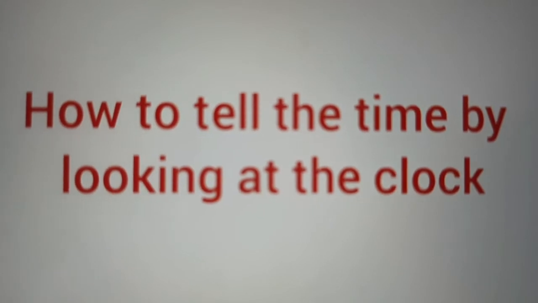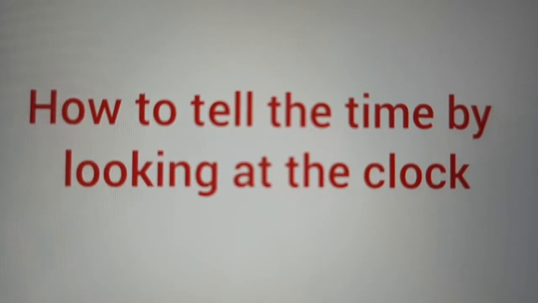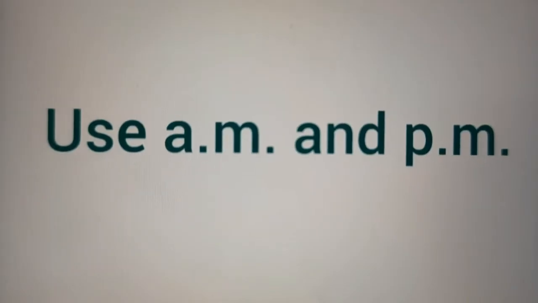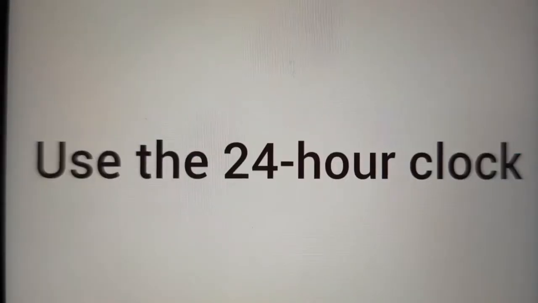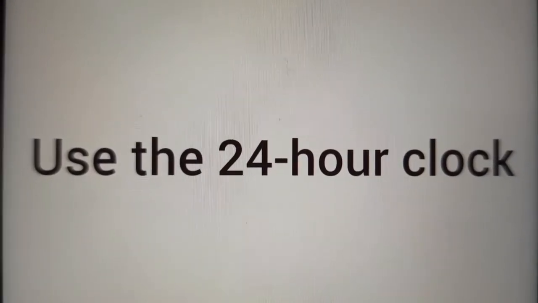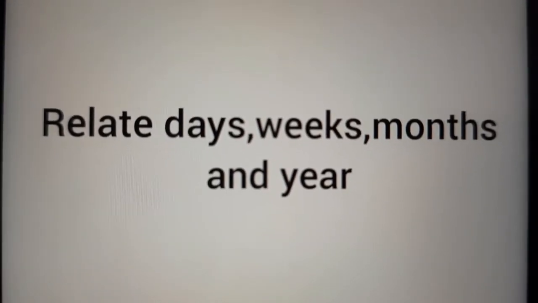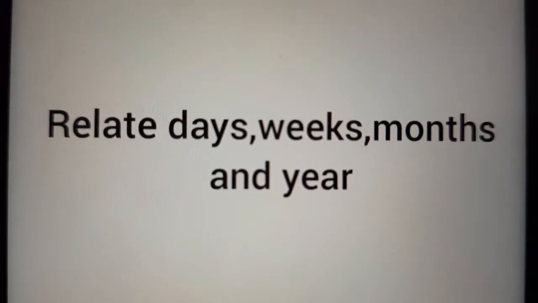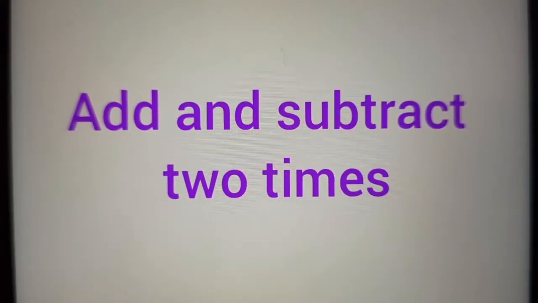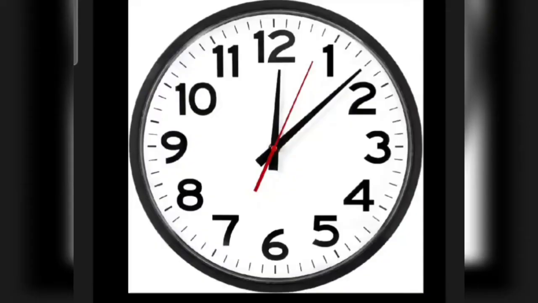In this chapter, we will learn how to tell the time by looking at the clock, how to use AM and PM, how to use the 24-hour clock, how to relate days, weeks, months and year, and how to add and subtract two times. First of all, we will understand how to tell the time by looking at the clock.